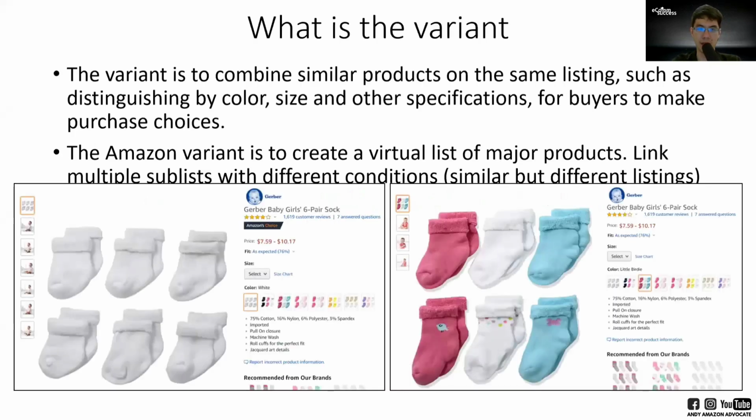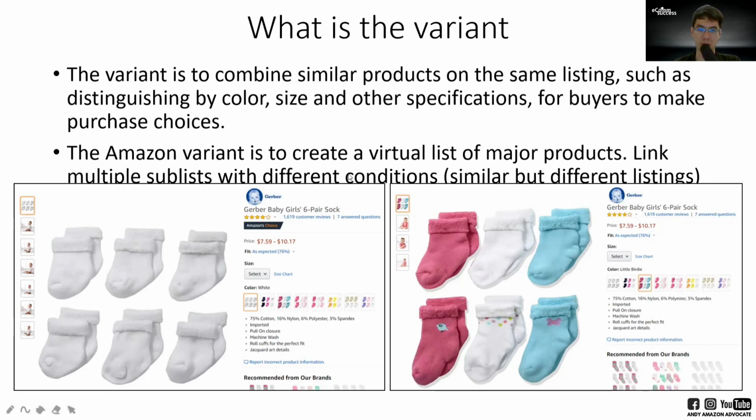Now, what exactly is variance? Variance is to combine similar products on the same listing, but they are distinguished by colors, size, and other specifications. In simple terms, it means that you combine all other listings, all other products that are similar, but just different size, different colors, different materials, something like that. So you combine all of them into a single listing, so that your buyer can choose which color they want, which size they want, and etc.